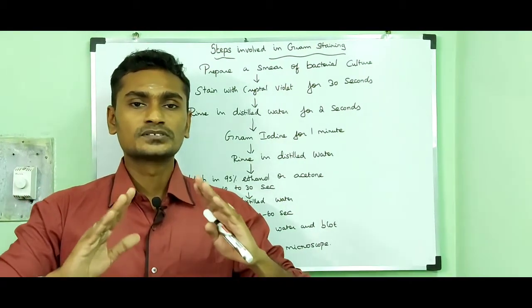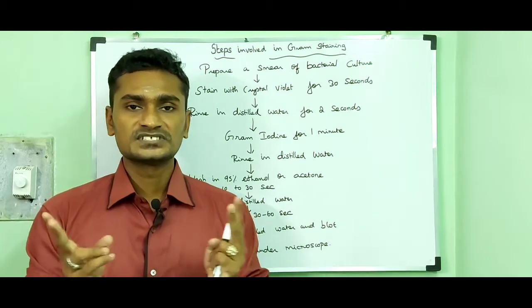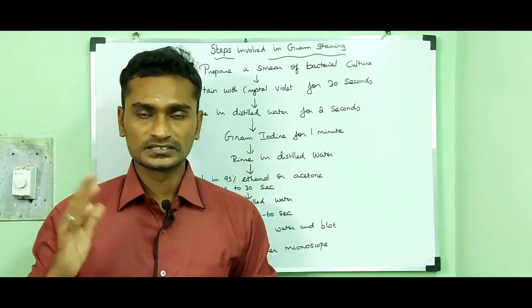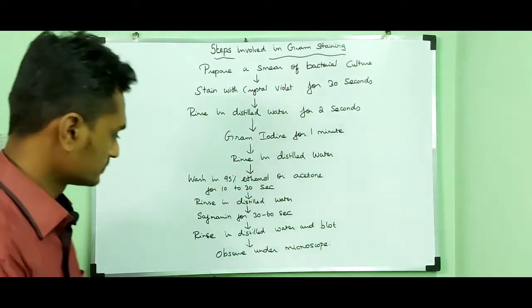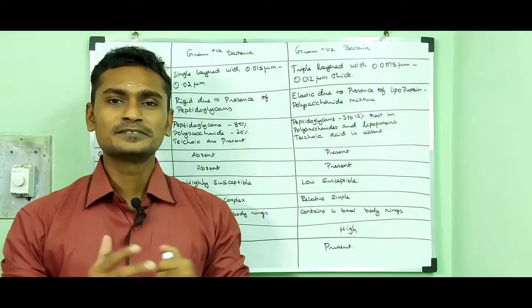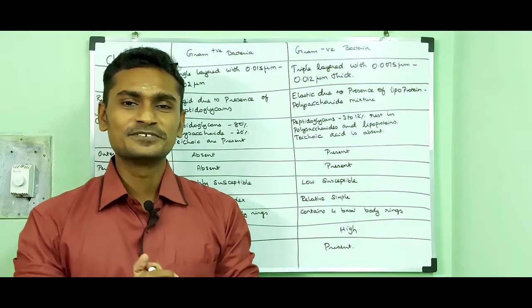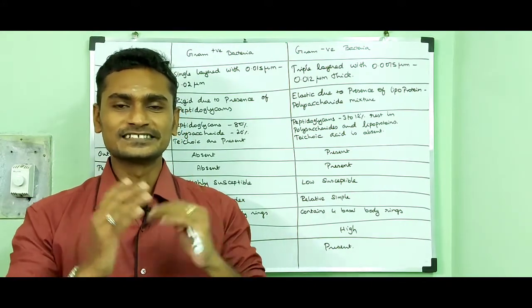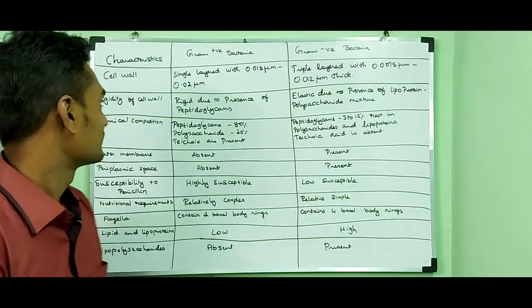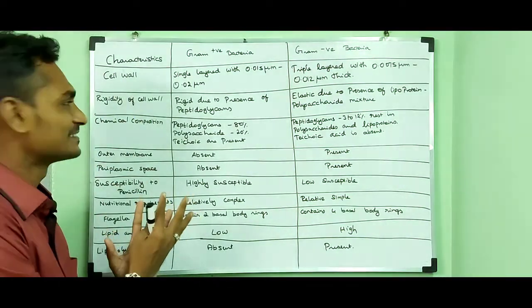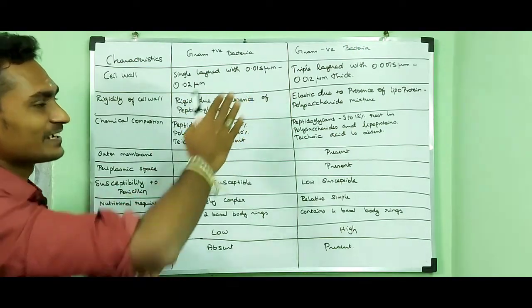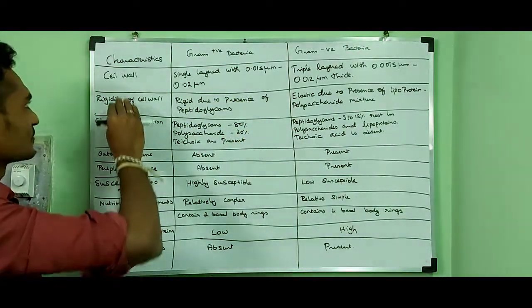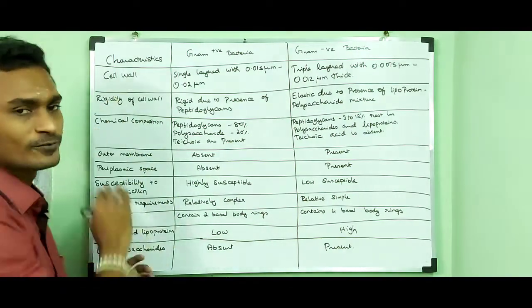Now I am going to tell about the difference between gram positive and gram negative bacteria. Let me explain the difference between gram positive bacteria and gram negative bacteria. Here I have written the differences. First characteristic feature: cell wall.